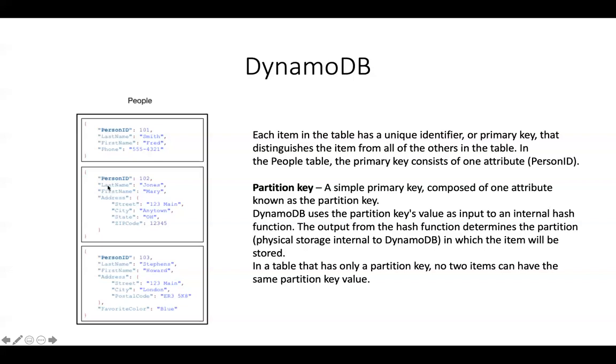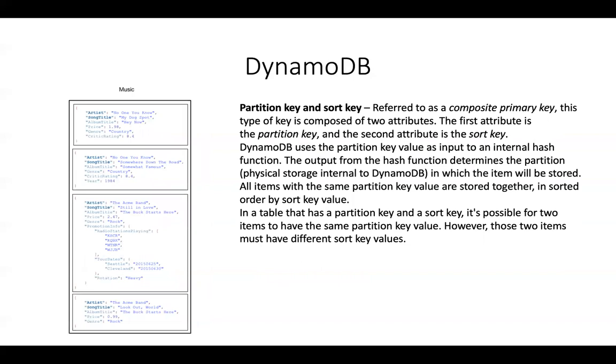And you can see over here, these are the attributes. So you have last name, first name, address. And for this people table, these are all the attributes wherein you have determined that the person ID, which is unique, is your partition key. But then a table need not have only a partition key. A table can also have something called a sort key, right? So this allows you to do a lot of searching capabilities, right? So all the items with the same partition key value are stored together and sorted in order by the sort key value. So in a table that has a partition key and a sort key, it's possible for two items to have the same partition key value, right?